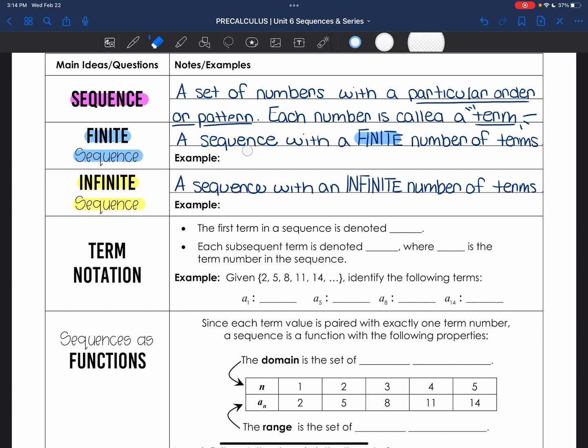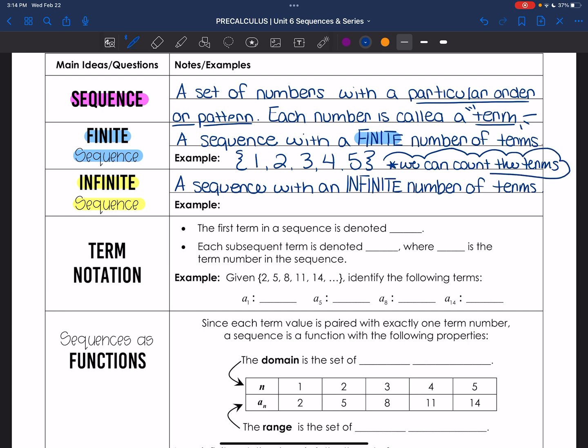For example, the sequence 1, 2, 3, 4, 5 is a finite sequence because we can count, there are only 5 terms. We can count up the number of terms. All right, so let's put that in a little bubble so that we remember that is what makes it finite.